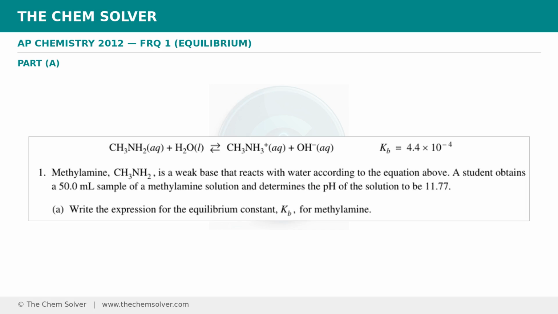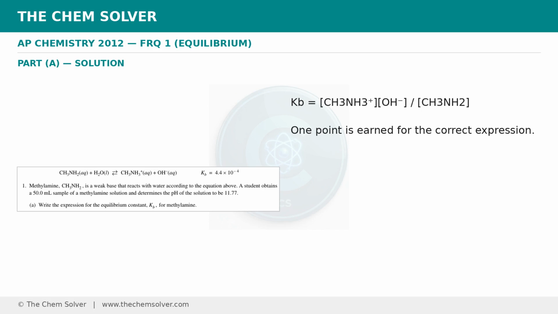Write the expression for the equilibrium constant, Kb, for methylamine. Kb equals [CH3NH3+][OH-] / [CH3NH2]. 1 point is earned for the correct expression.